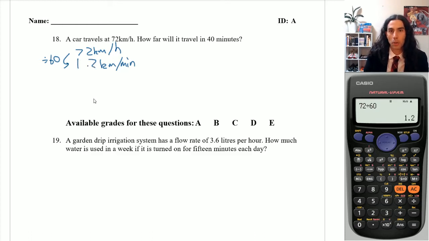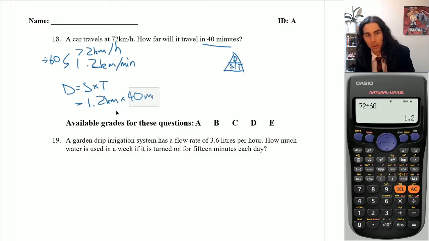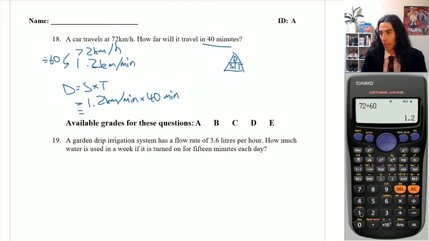So how far will it travel in 40 minutes? Distance equals speed times time. 1.2, that's a 2 by the way, not a 7. 1.2 kilometers, times by 40. If I'm going to put in the units, I've got to put in the full units: kilometers per minute times by 40 minutes. 1.2 times by 40 is 48 kilometers.